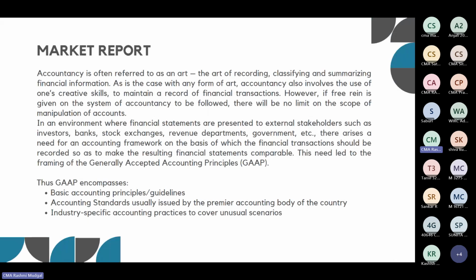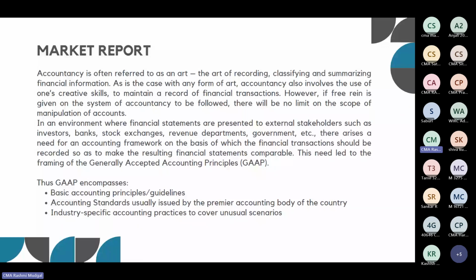What exactly are the generally accepted accounting principles, and where did they come from? Firstly, we actually used to think that accounting is an art of recording, classifying, and summarizing financial information. As an art, accountancy also involved the use of one's creative skills to maintain the records of financial transactions. However, if free rein is given to the system of accountancy to be followed, there will be no limit on the scope of manipulation of the accounts.